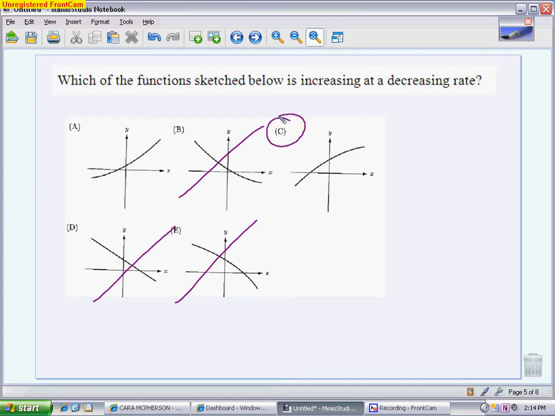Another way to think of it is as it's increasing, the increase is becoming more gradual. So the slope is becoming more gradual, whereas letter A would be one that's increasing at an increasing rate because it is increasing and it's becoming more steep.